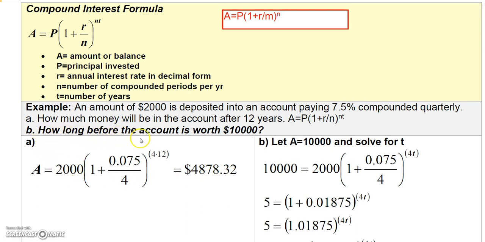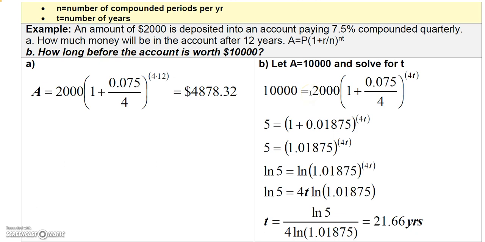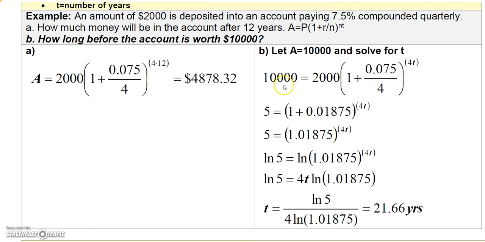Now, I can ask you other types of questions here. I can say, how long before the account is worth $10,000? In that case, I want to let the amount be $10,000, and then I want to solve for t, the time in years. Now, I could solve for n as well, but I want to solve for t here. So I'm going to put $10,000 in for the amount, $2,000 in for the principal, 0.075 in for r, 4 in for n, and 4 for n here, and I'm solving for t, which is the number of years.